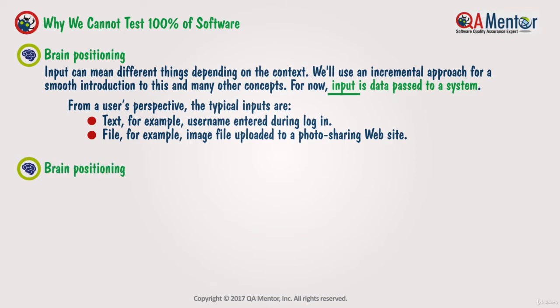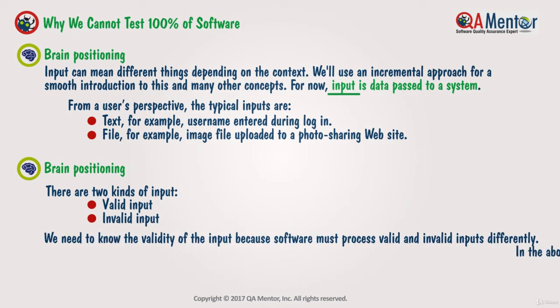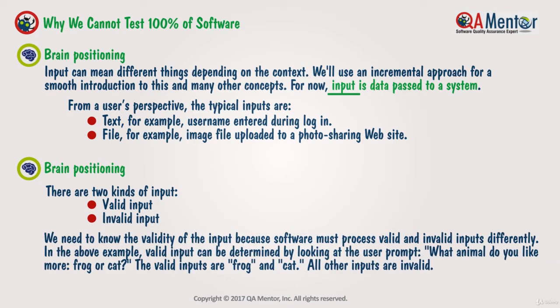Brain positioning. There are 2 kinds of input: valid input, invalid input. We need to know the validity of the input because software must process valid and invalid inputs differently. In the above example, valid input can be determined by looking at the user prompt. What animal do you like more, frog or cat? The valid inputs are frog and cat. All other inputs are invalid.